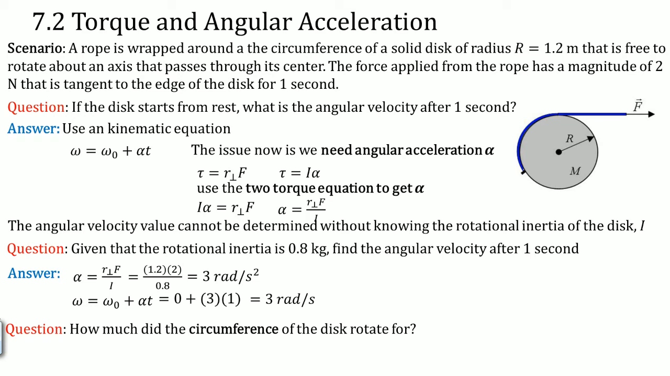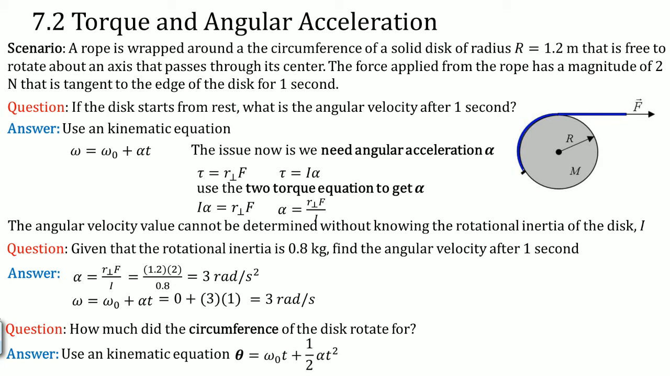The last question is, how much did the circumference of the disk rotate for? Again, the approach is to use the kinematics equation. We already used one of them. The key here is to understand what circumference means. The circumference is basically the distance traveled in the circle world. So you're going to use the theta value.